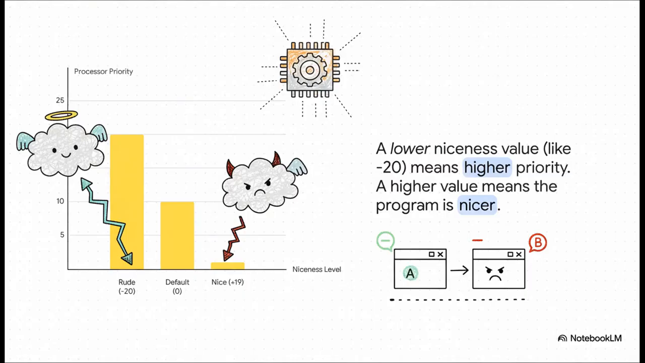Okay, so here's how the scale works, and this is the part that's a little backwards at first. It goes from -20, which is very rude, all the way up to +19, which is very nice. The most important thing to get is this. A higher number means the program is nicer, which means it has a lower priority. It's more willing to wait its turn. A rude program with a negative number is basically shouting, "Me first," and demanding the CPU's attention.